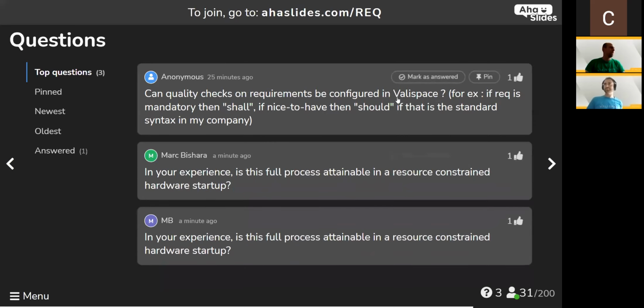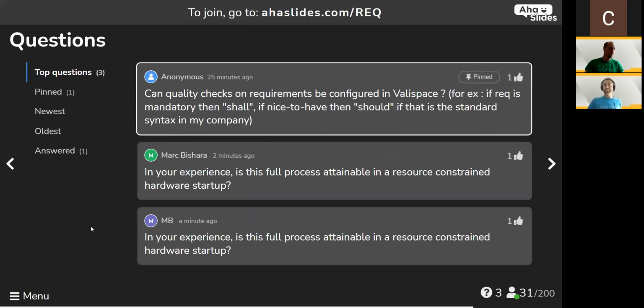Can quality checks on requirements be configured in Valispace? Currently this is not something that's part of Valispace yet. Valispace doesn't look into the text of requirements and try to do an analysis. We do know that there are quite a few tools out there which in principle do that.